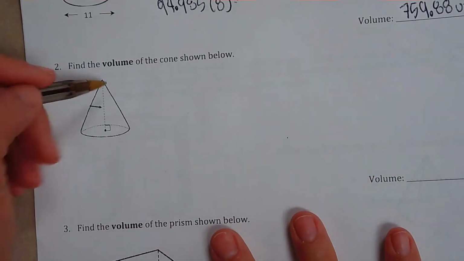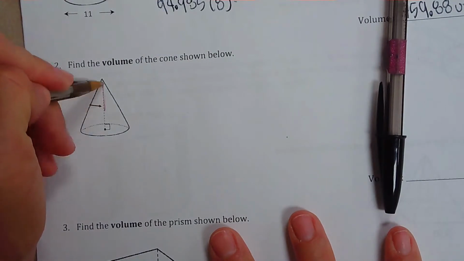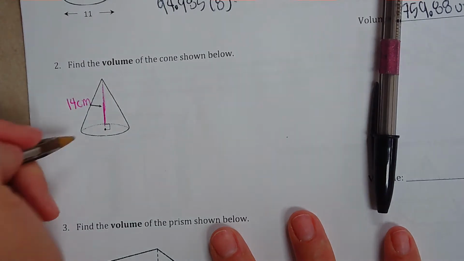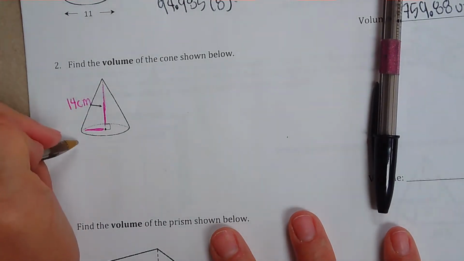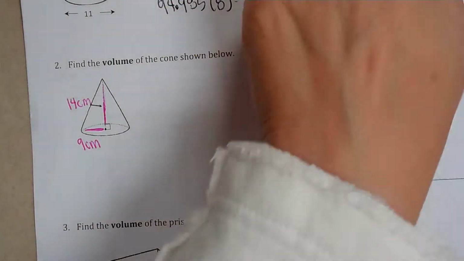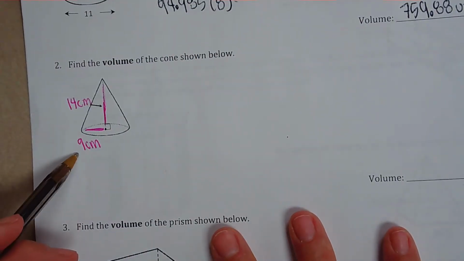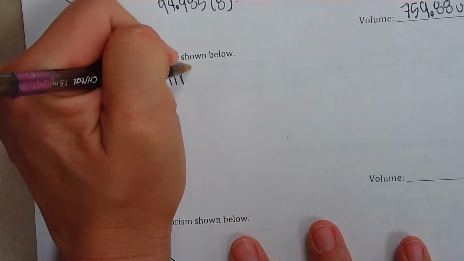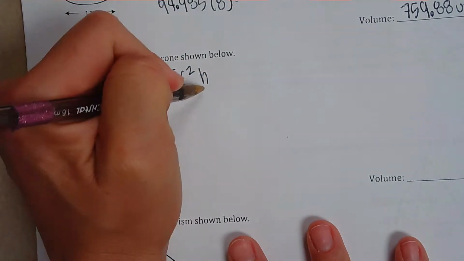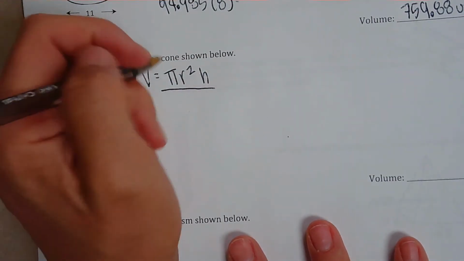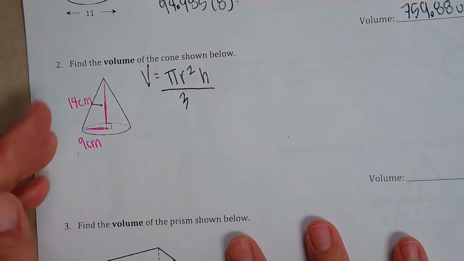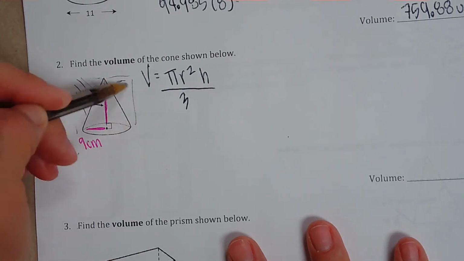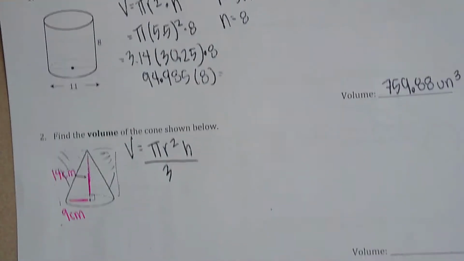All right, this is the first blunder. Right here, our height is actually equal to 14 centimeters. And our radius, which they didn't give us either, got cut off in this version that I made a copy of, is going to be 9 centimeters. So volume of a cone is equal to pi times your radius squared times your height, divided by 3. Just like the cylinder, but we divide by 3 because it's almost like they've taken a third away from the cylinder.